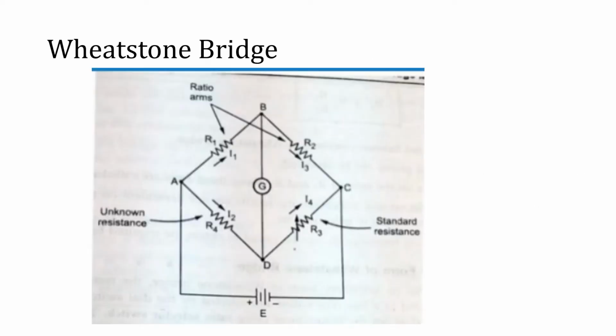This is the circuit diagram of the Wheatstone bridge. It consists of the four arms R1, R2, R3 and R4. R1 and R2 are called the ratio arms, R4 is the unknown resistance, and R3 is the standard resistance. We are giving a supply voltage of E, and between the terminals B and D we connect the galvanometer for measuring the deflection.